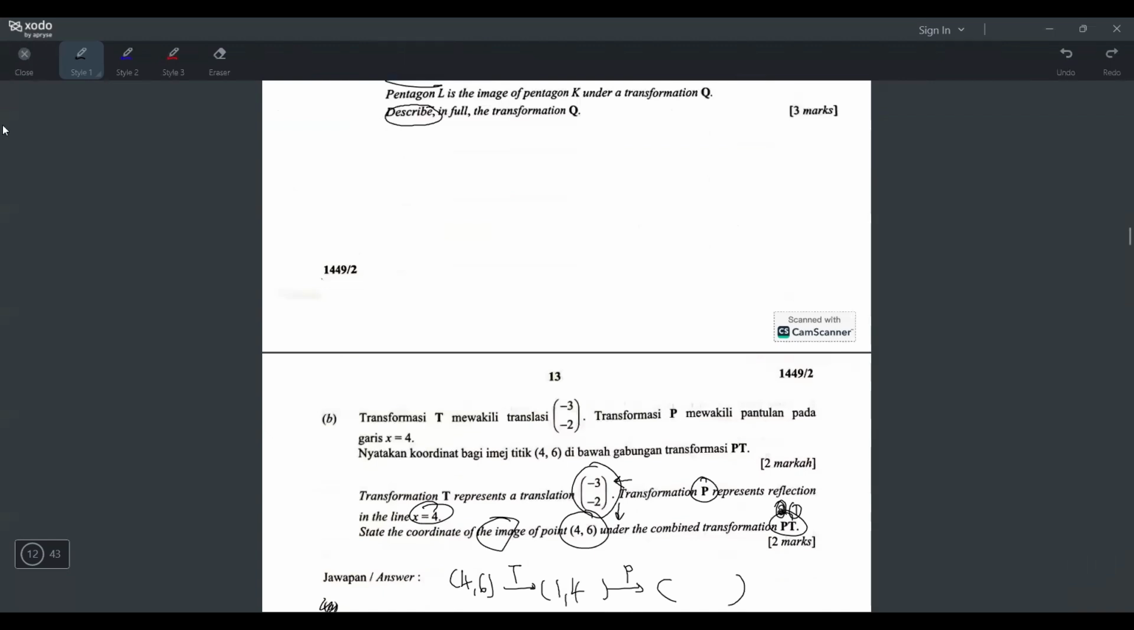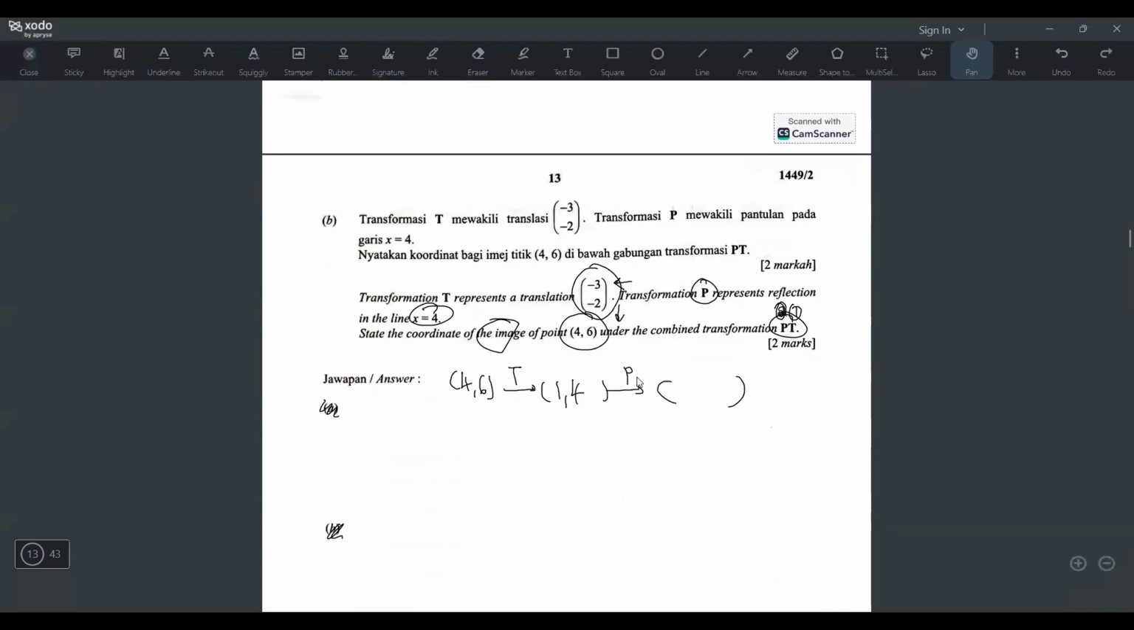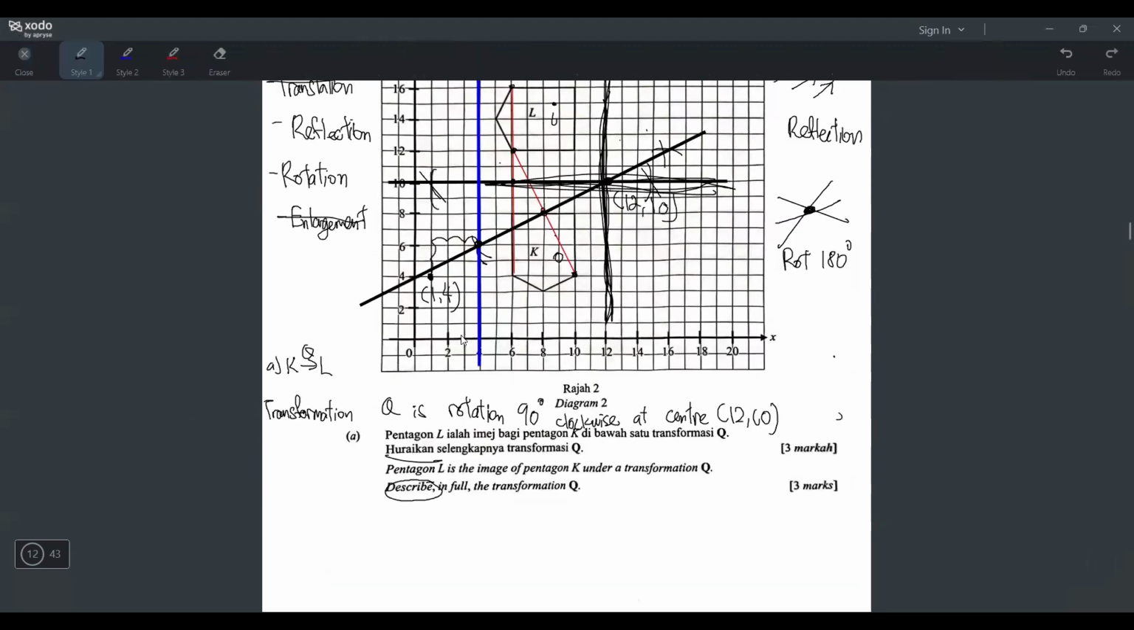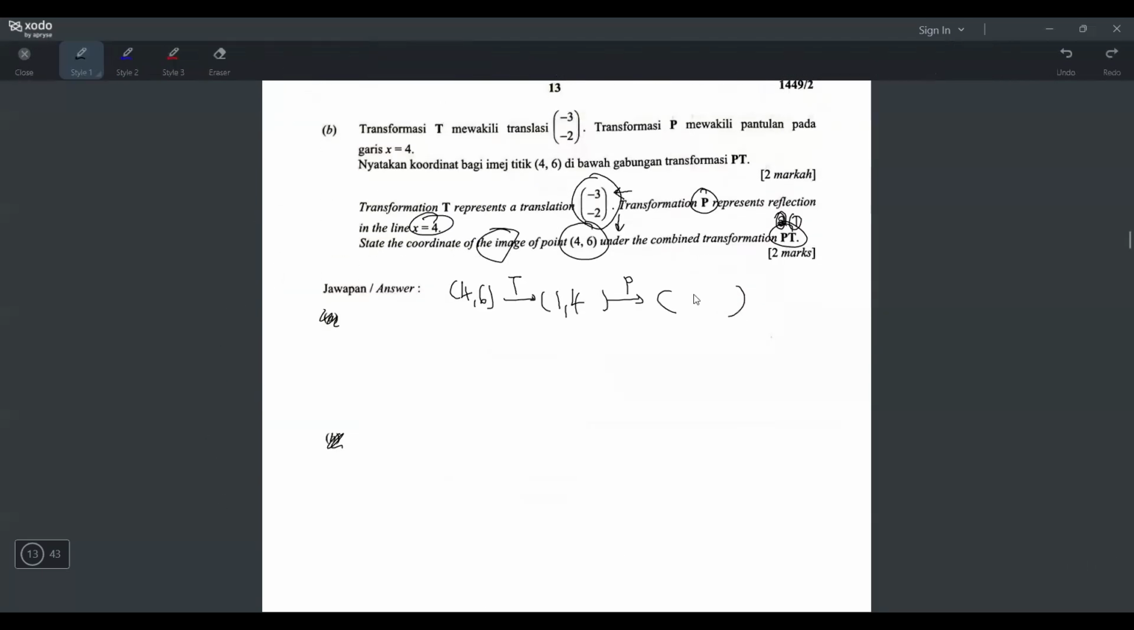The first image, right? And now what do I have to do? Transformation P, reflection in the line x equals 4. The blue line I already drew just now, right? When you reflect, you have to count how many units until the line. So 3 units, 1, 2, 3, until you reach the reflection line. After you reflect, you'll be 3 units away from the line also. So this is your final answer, 7, 4. Okay, that's all, done.